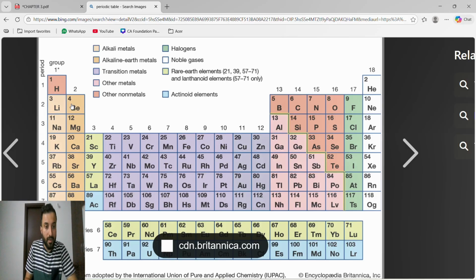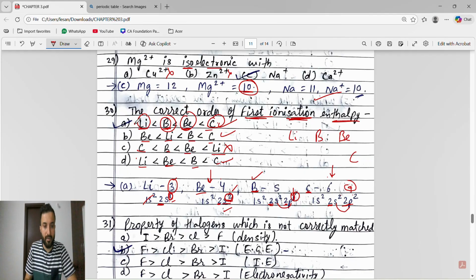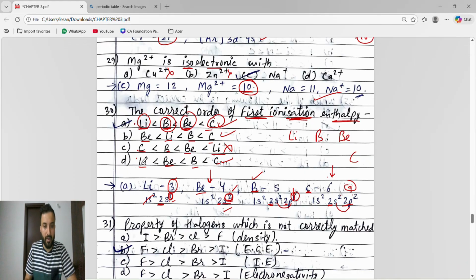Now we will see the lithium is at the least. So lithium is at the least, here lithium is at the least, and here A or D. Okay, now boron and beryllium.